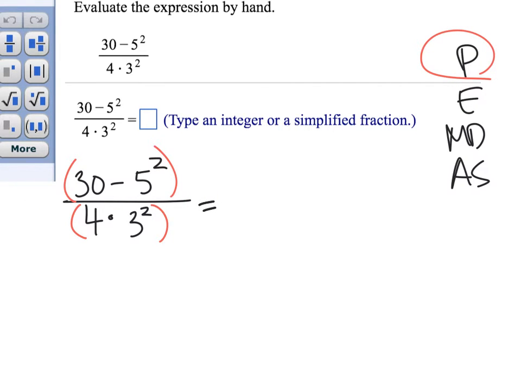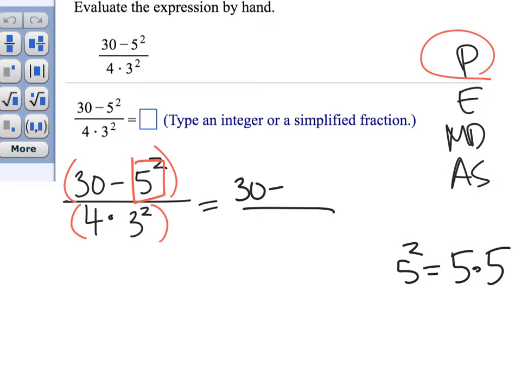So let's do it. Now, inside these parentheses, are we going to subtract or are we going to do the exponent? Well, you go over here, and what comes first, the exponent or the subtraction? Well, the exponent. So that means we need to do this exponent first. So we end up with 30 minus, now what is 5 to the second power? That's 5 times 5, which is 25. So 5 to the second power is 25, so now we have 30 minus 25.